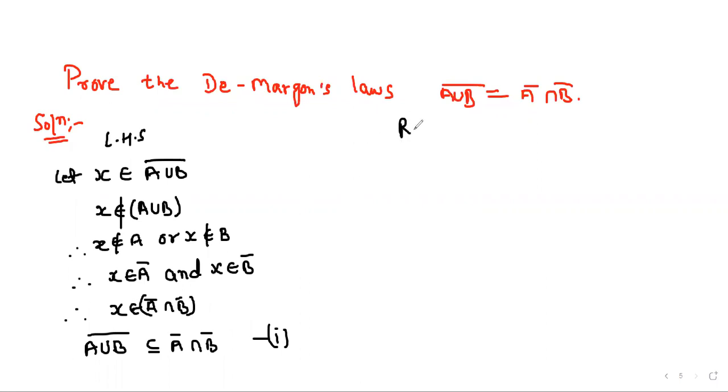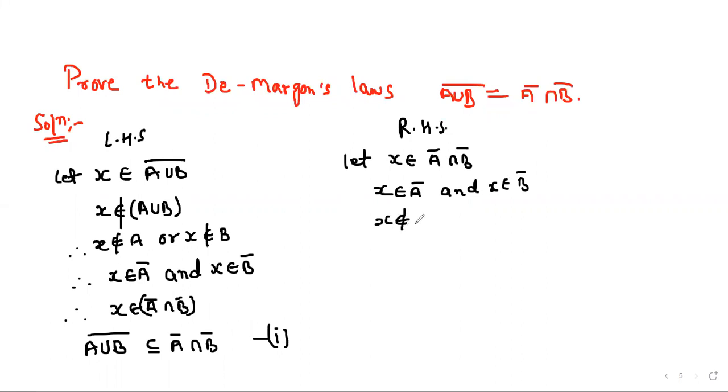Now we will start from right hand side. Let X belong to A complement intersection B complement. So X belongs to A complement and X belongs to B complement. A complement means X does not belong to A, and B complement means X does not belong to B. Both are what? Both are not belongs to.